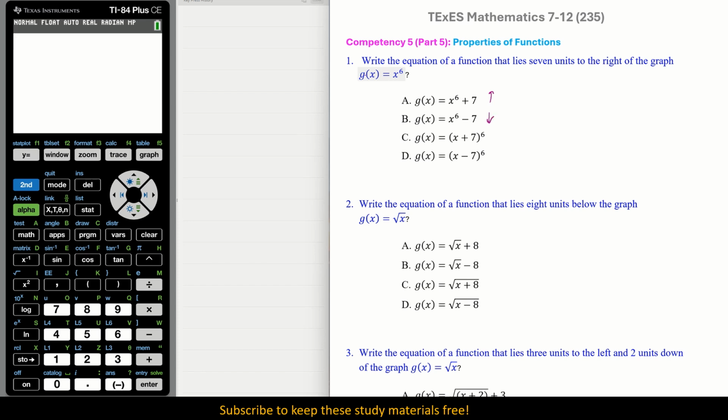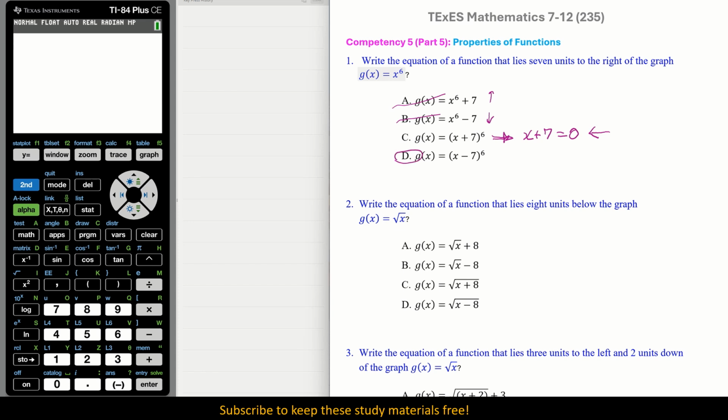Option C, now that's a little different. All right, what you're really doing is you're pulling out, here, let me show you. We are pulling out x plus 7 equals 0. So that implies that x equals minus 7, and that would be shifting to the left. So we can go ahead and get rid of these up and down ones. Now that one would be shifting to the left. So that would be a shift this way.